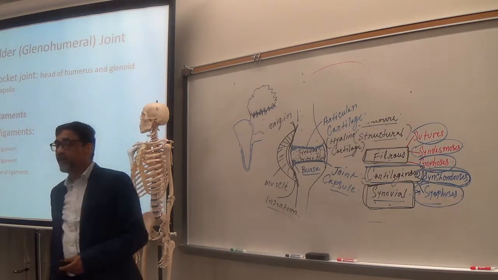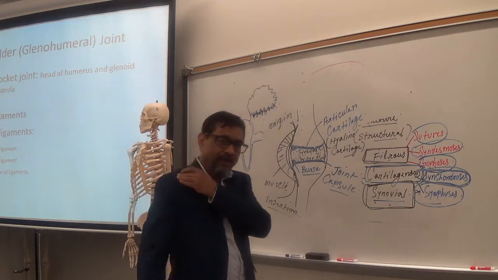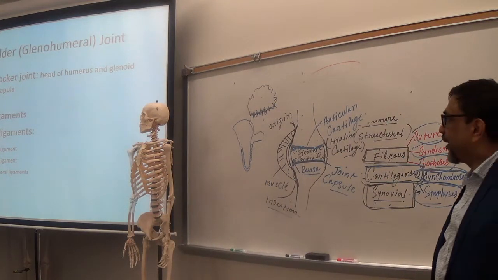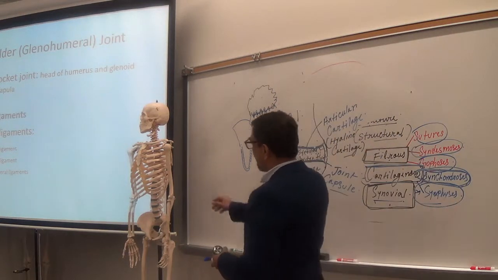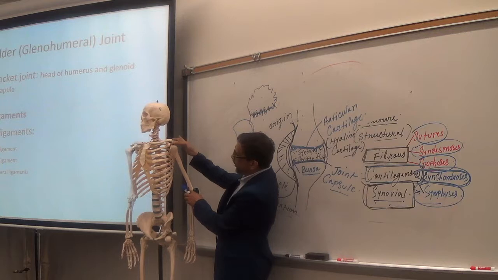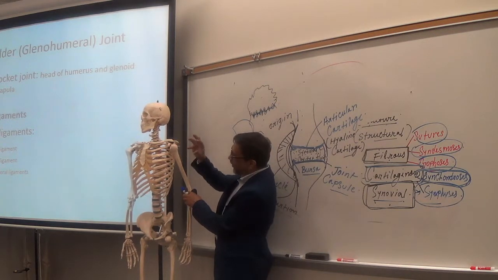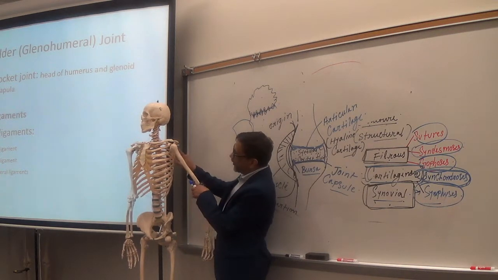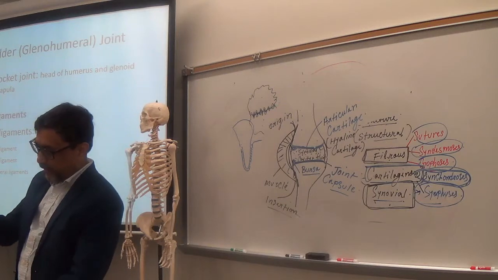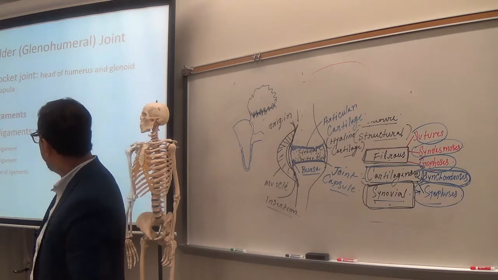Now the shoulder joint, this one is also a synovial joint. It is a ball and socket type synovial joint. Why? Because in this type of synovial joint, you see, the head of the humerus is a ball, like round, and the glenoid cavity here in the scapula is a socket. So, ball and socket type synovial joint.